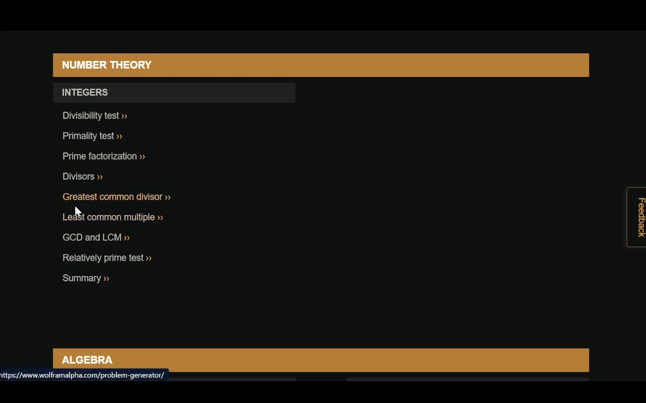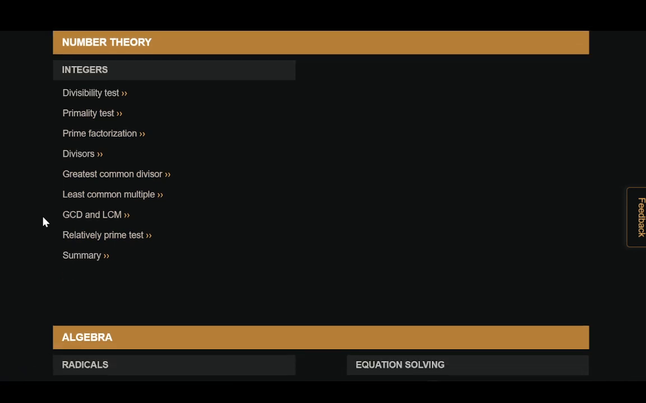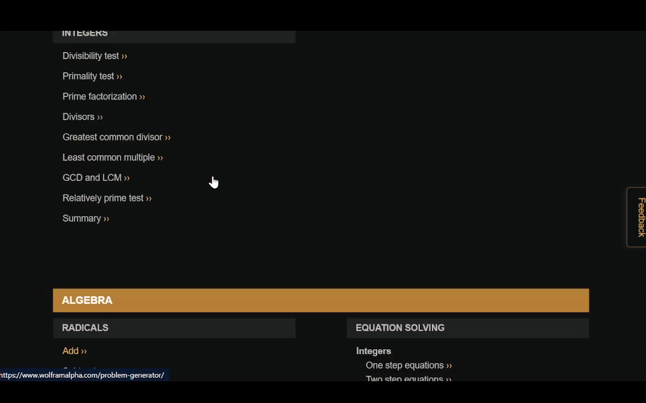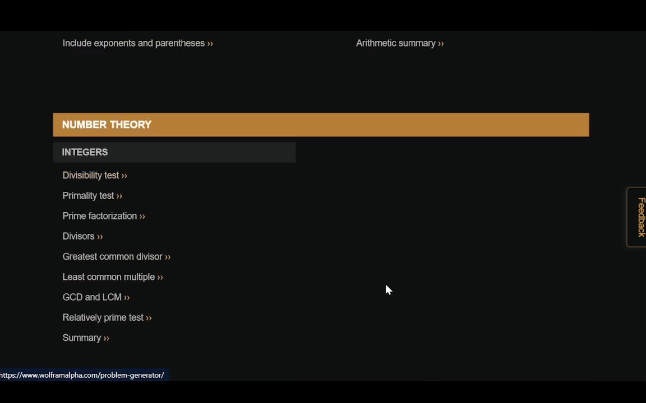Greatest common divisor, least common multiple, those are a bit more interesting. And then those three are just summary questions that mix up questions from the previous ones. So yeah, we're getting there. And then maybe look at some algebra and stuff later. But okay, that's a problem for next video.